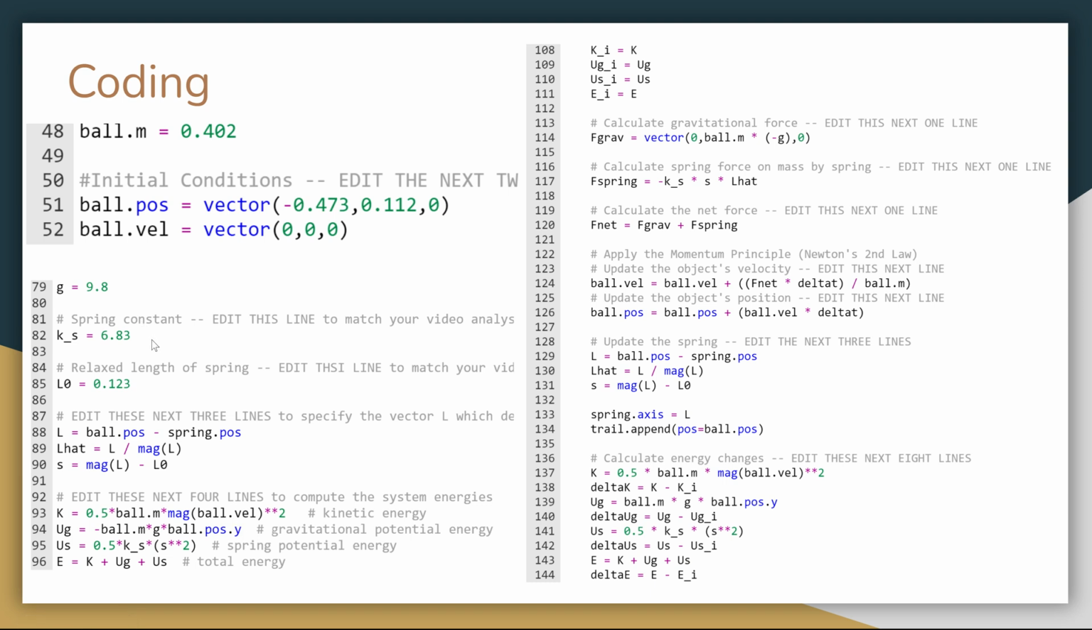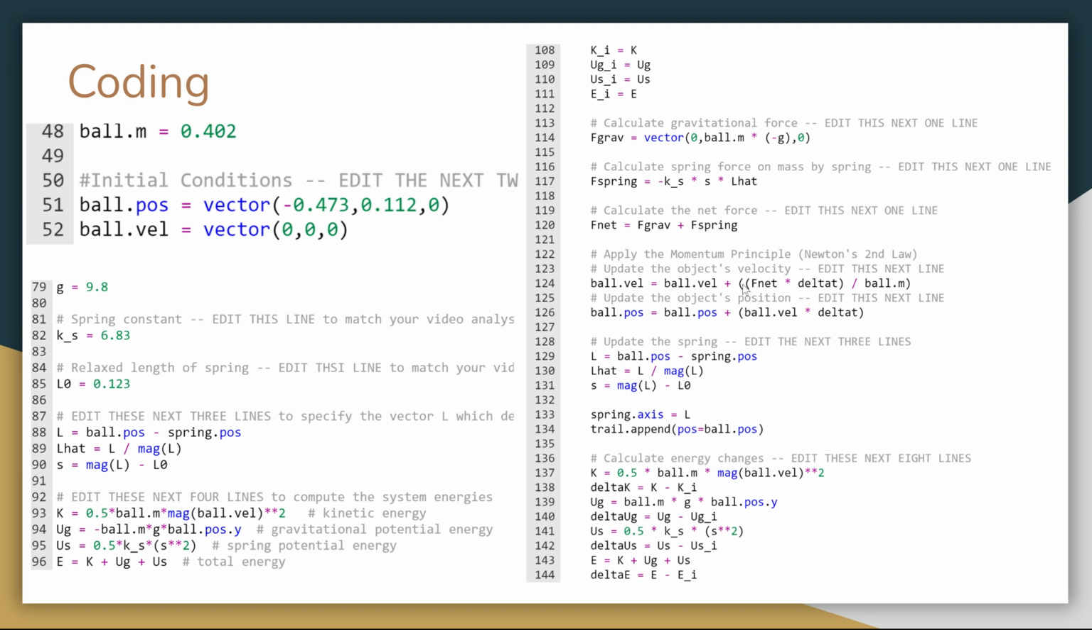And using all of these, I found L by doing ball.position minus spring.position, and L hat equals L divided by the magnitude of L, and s equals the magnitude of L minus L naught. And using the kinetic energy formula, gravitational potential energy formula, and spring potential energy formula listed in the previous slide, I calculated K, UG, US, and the total energy is just the sum of these three. And I set all four of these as the initial conditions.